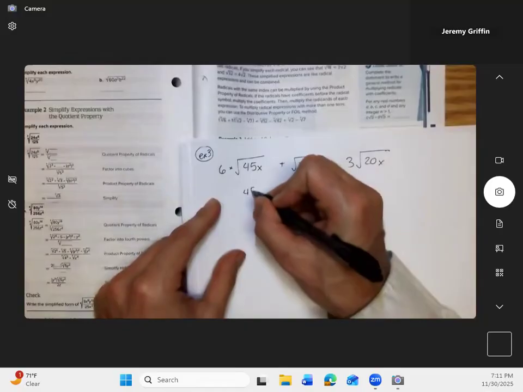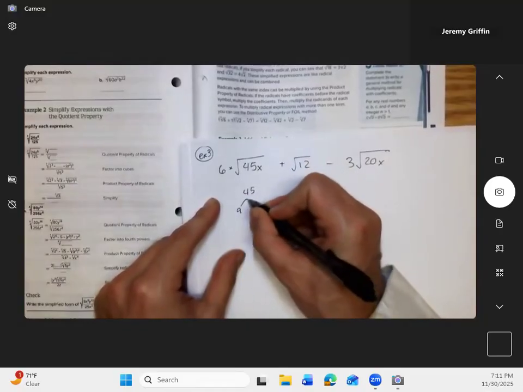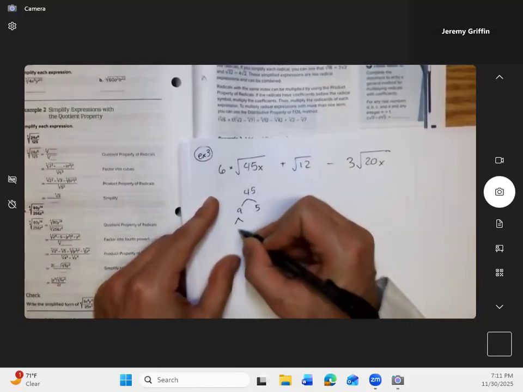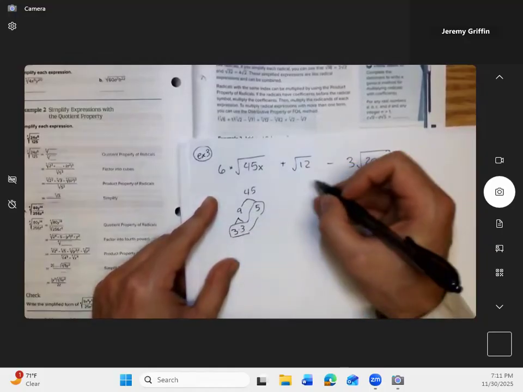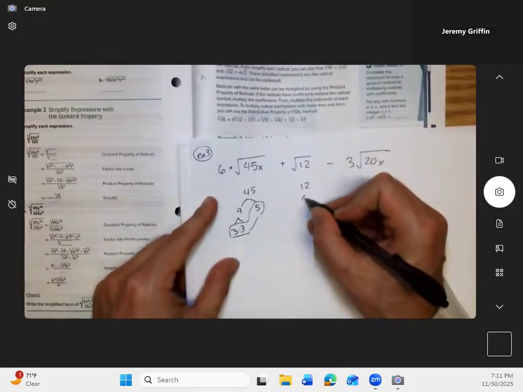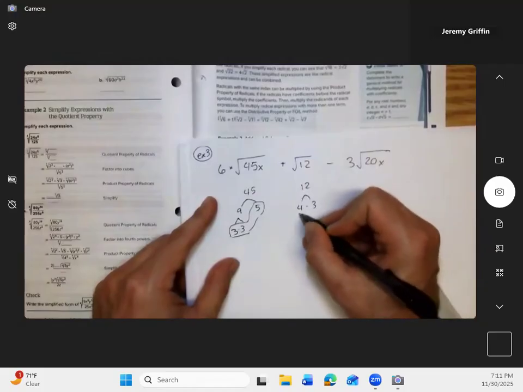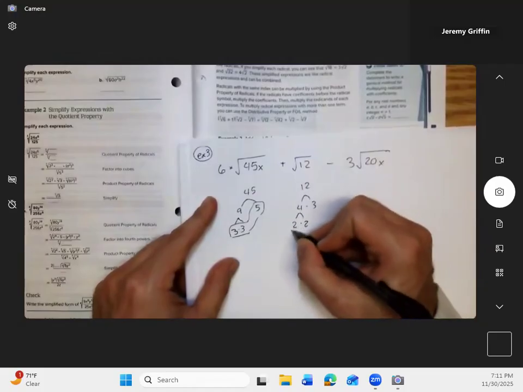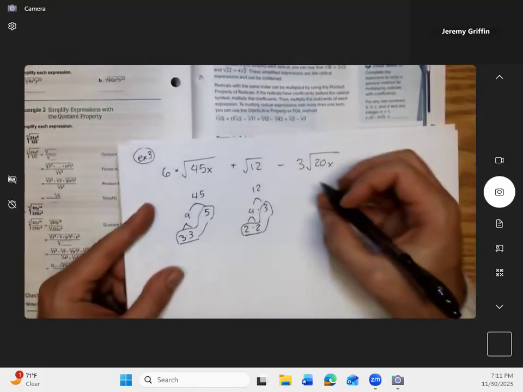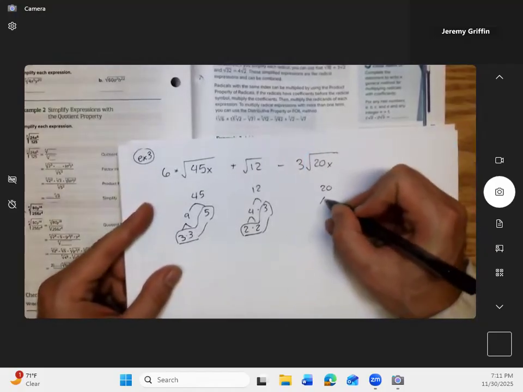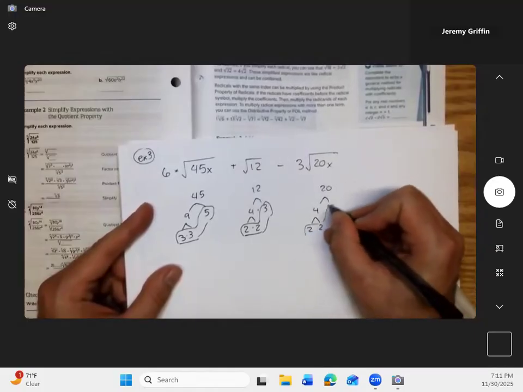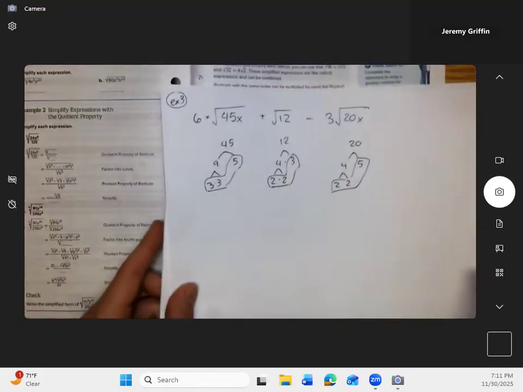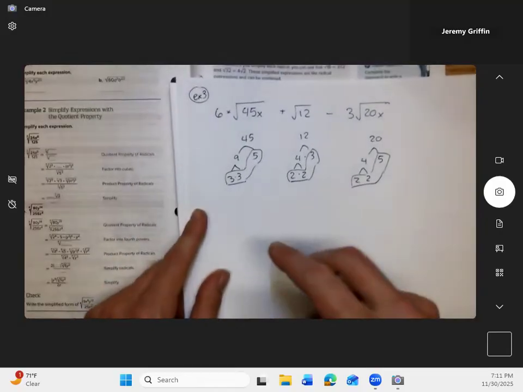Here, let's do a factor tree right here for 45. I know that's 9 times 5. And I know 9 breaks down to 3 times 3. So 3 times 3 times 5, that's 45. 12 breaks down into 4 times 3, and 4 is 2 times 2. So 2 times 2 times 3. Okay. And then how about 20? Well, 20 breaks down to 4 times 5, and 4 is 2 times 2. Okay, yeah, we'll be able to simplify this. So what we got here?